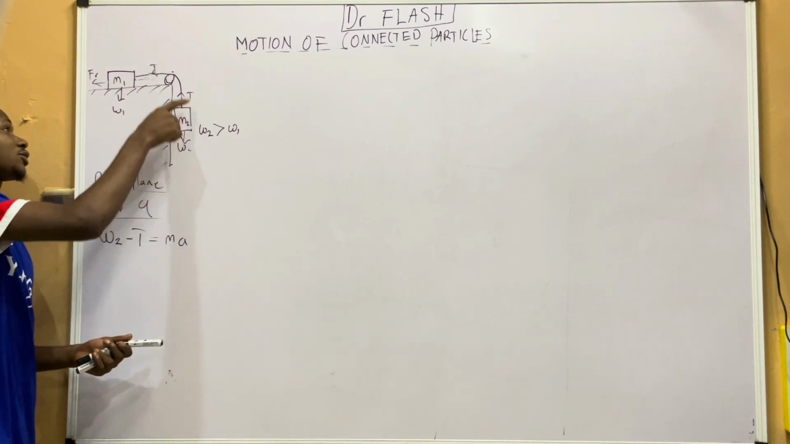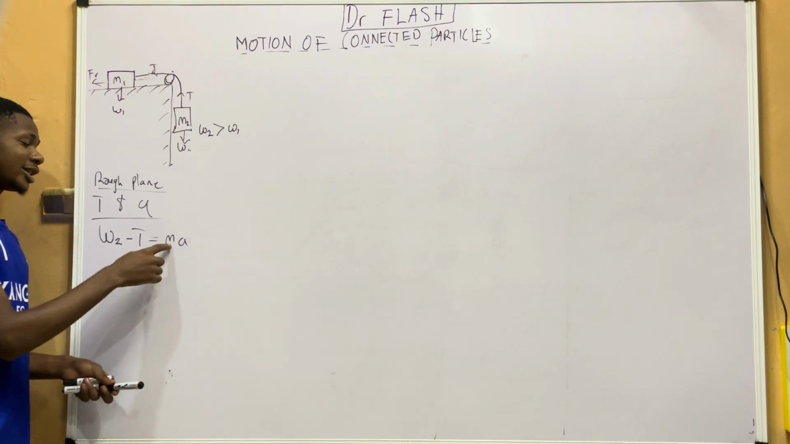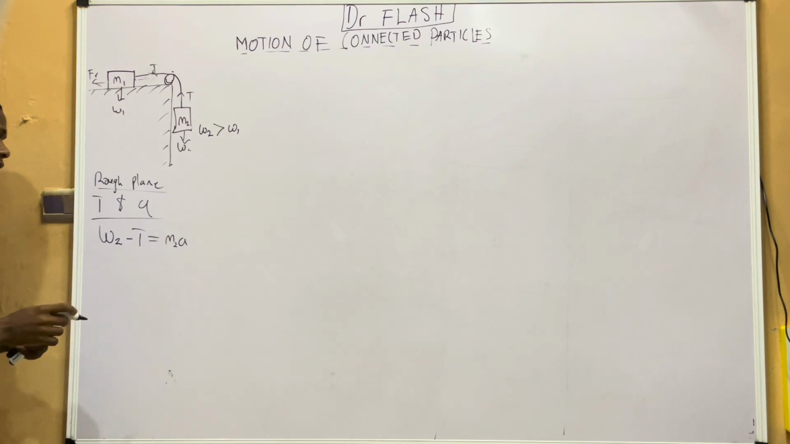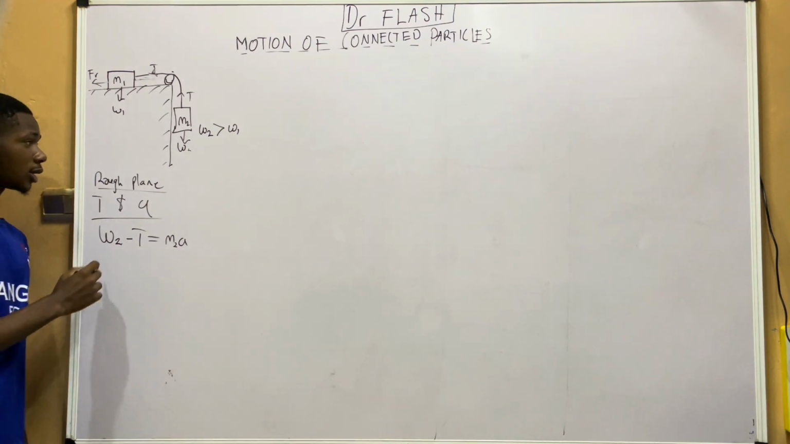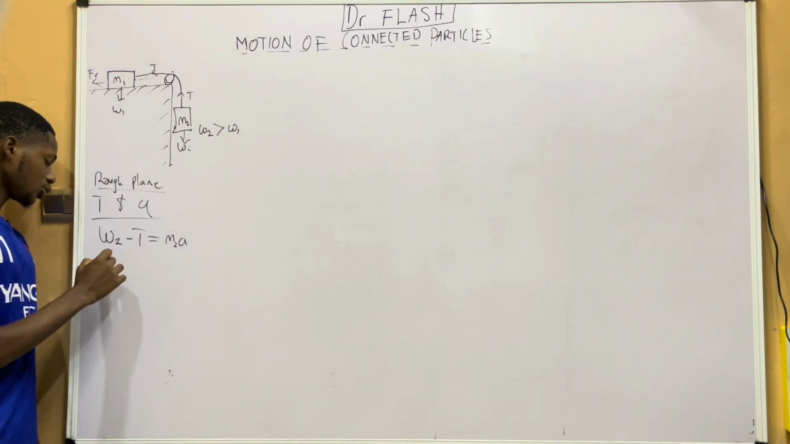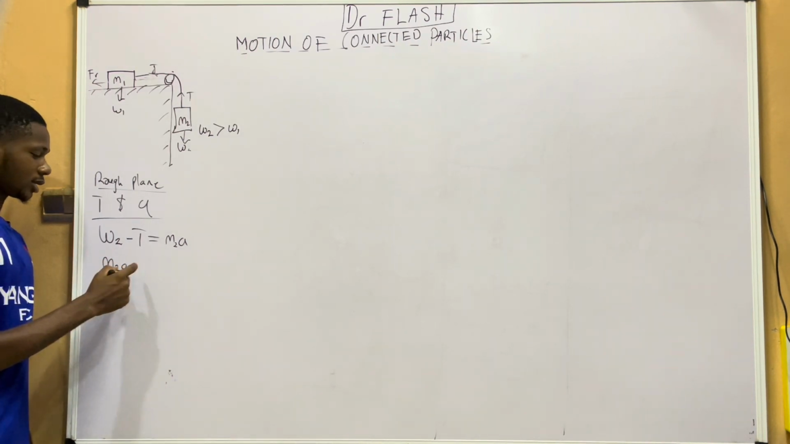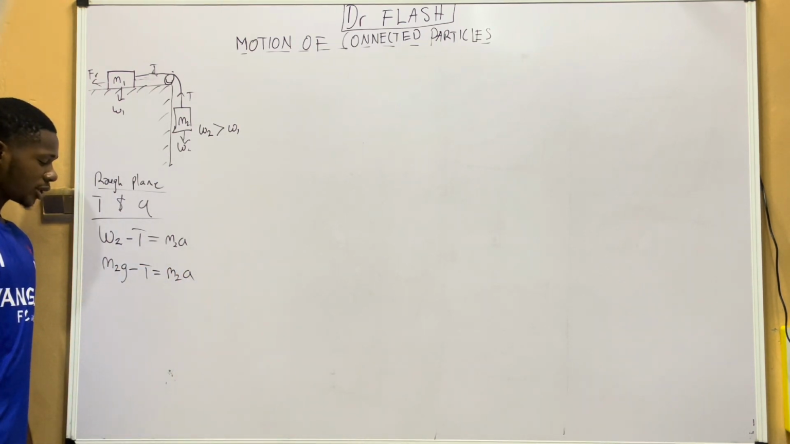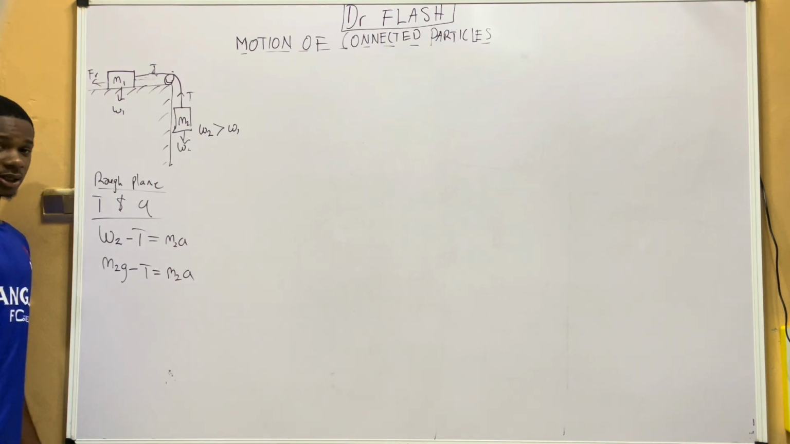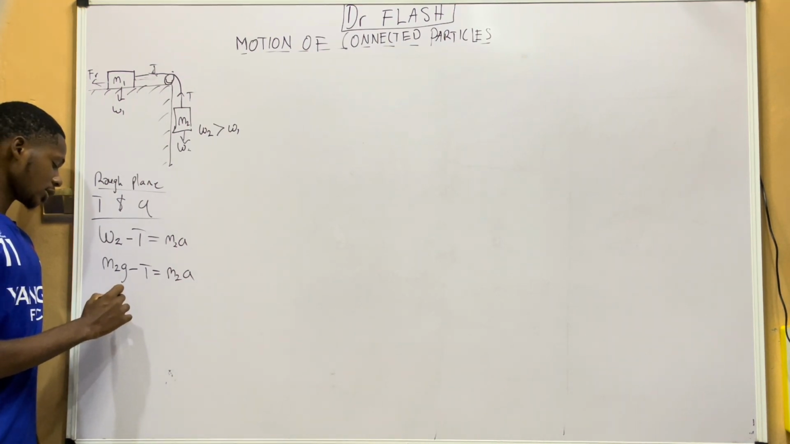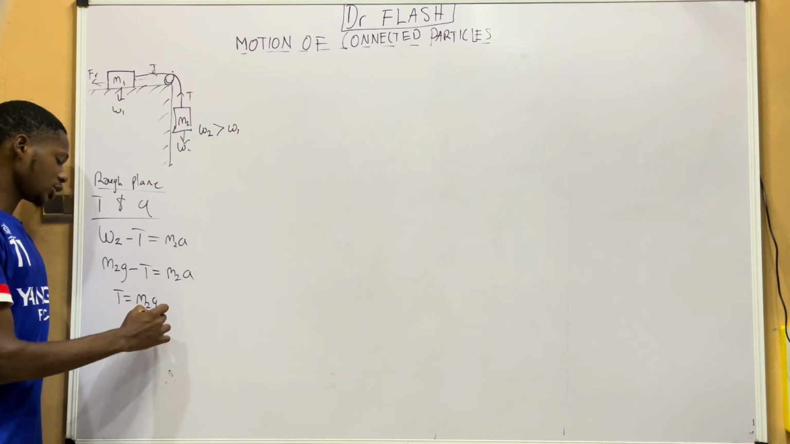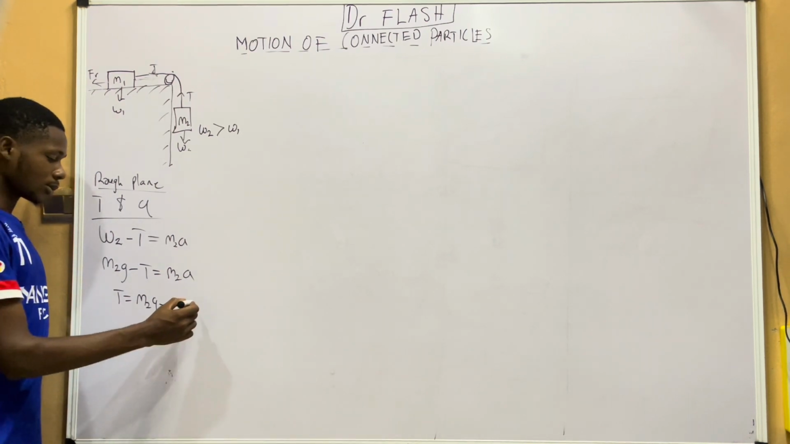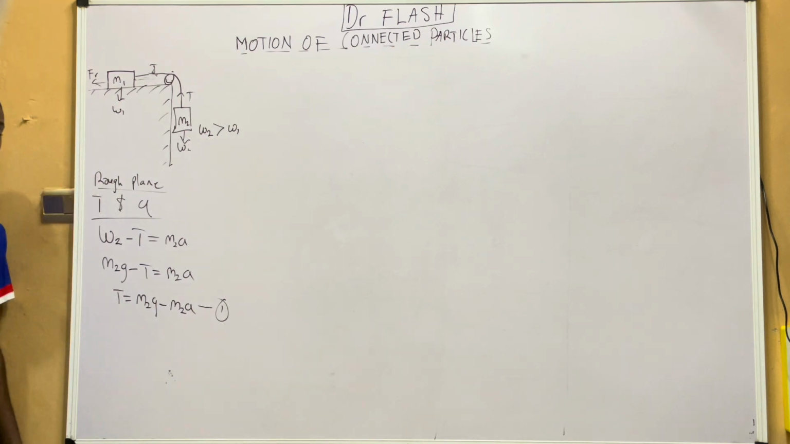The acceleration is the acceleration of the whole system, and the mass here is M2. Now W2 in this case is M2 times G, that's mass times gravity. So M2G minus tension is equal to M2A. We could choose to make tension the subject, so tension is equal to M2G minus M2A. I'm going to call this equation 1.